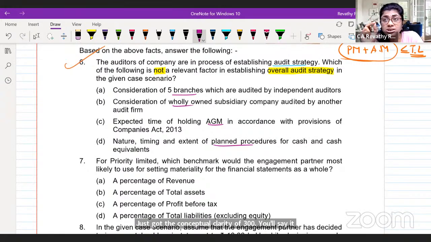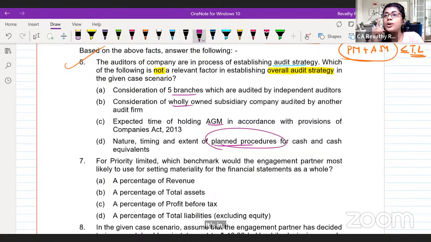And a procedure is in which phase? I already asked you. It's in planning. So this is not. I don't know how many times I've said it in class, and I think we have put a note also in the summary video. In strategy, it is nature, timing, and extent of resources. In planning, it is nature, timing, and extent of procedure. So here, since it's a procedure, it's not strategy, it is plan. Answer is D.